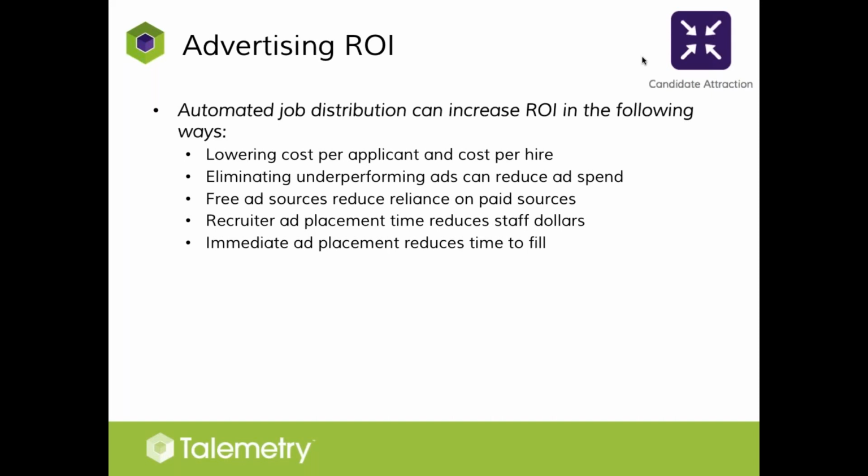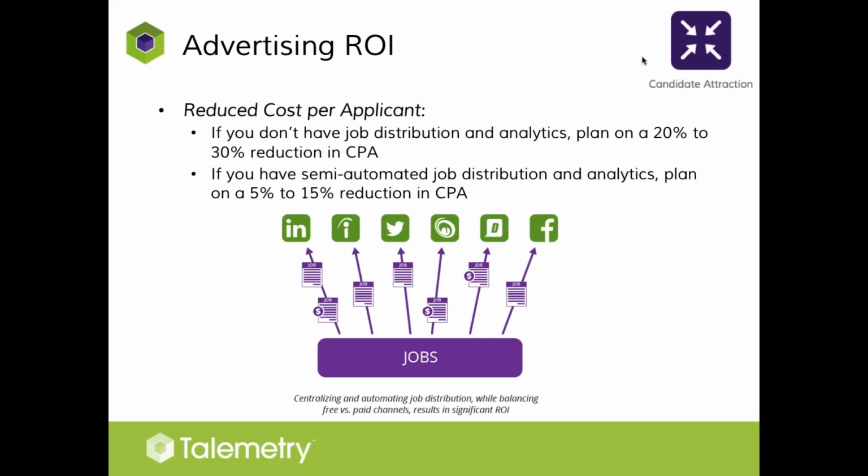So we've got clients for whom their recruiters don't touch a single job, and they just automatically go out into the channels and sources by business rules. It saves all of the time from those recruiters. And of course, if you can get jobs out immediately, so automated job posting will do that, it's going to reduce your time to fill because you're out to the market earlier. So these are different ways that job distribution increases your ROI.